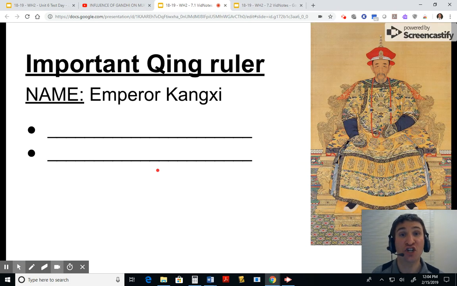And an important Qing ruler was the Emperor Kangxi. He ruled for 61 years, starting at the ripe old age of 7. His grandmother actually ruled until he was mature enough to make decisions. And another thing he did was successfully fight off foreign takeovers from Russia and from Japan, for example. That's Kangxi.